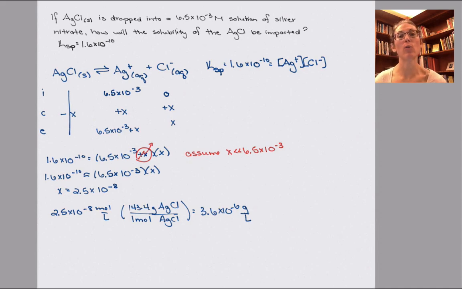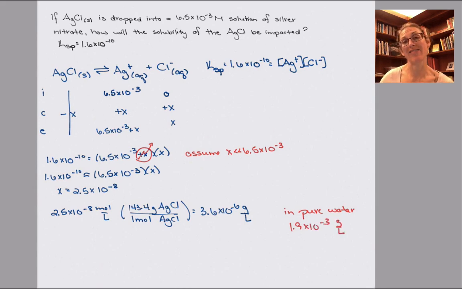But how does it compare to what it was before? In pure water, this same solubility is 1.9 times 10 to the negative 3rd grams per liter. So we're about 1,000 times less soluble in this silver nitrate solution than it would be in pure water. So again, if you're adding a common ion to the solution, so an ion that's in your KSP expression, you're going to decrease the solubility of the solid, and generally you'll decrease it quite substantially.